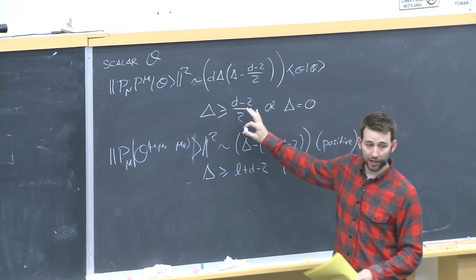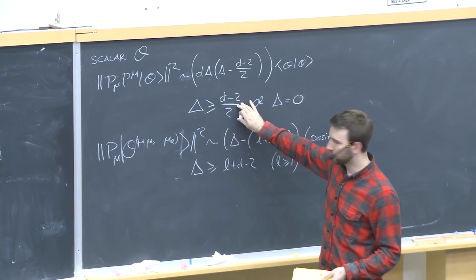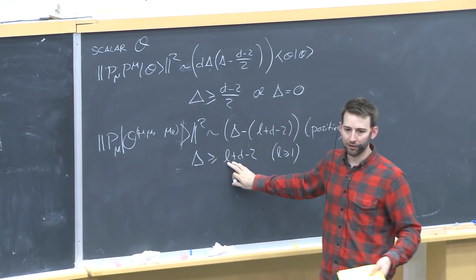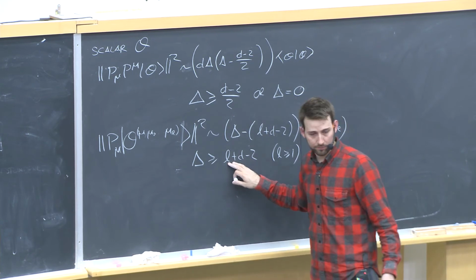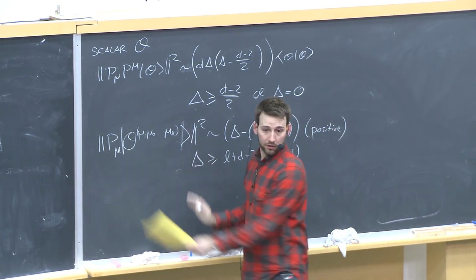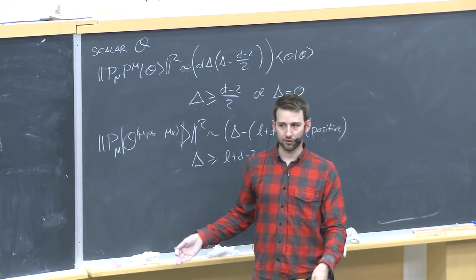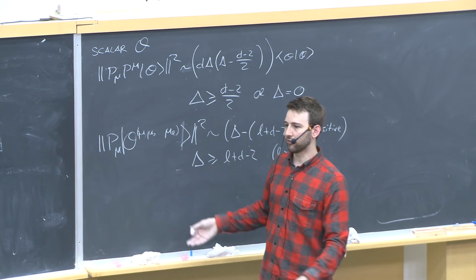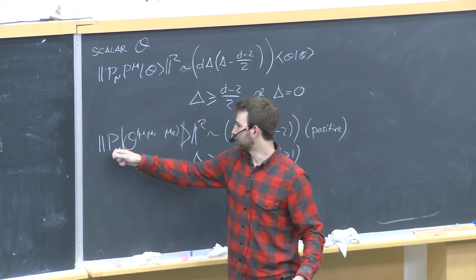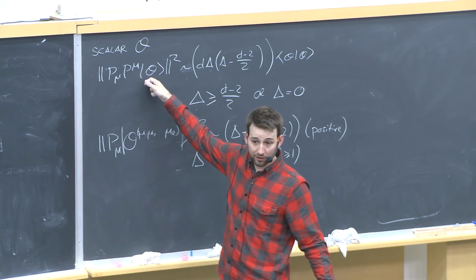So how do we interpret the case where one of these bounds is saturated, where delta is equal to 0 or equal to d minus 2 over 2, or in the spin L case, delta is equal to d plus L minus 2? In that case, this state that I was building in this way has norm 0, so it's not a physical state. So that tells me that I have some operator equation that tells me that this derivative acting on this thing is equal to 0, or this box acting on this thing is equal to 0.